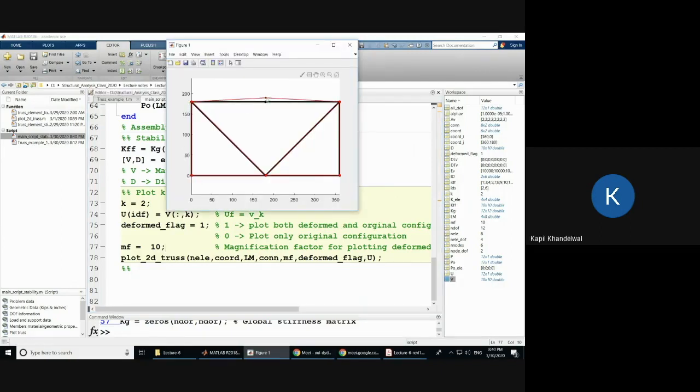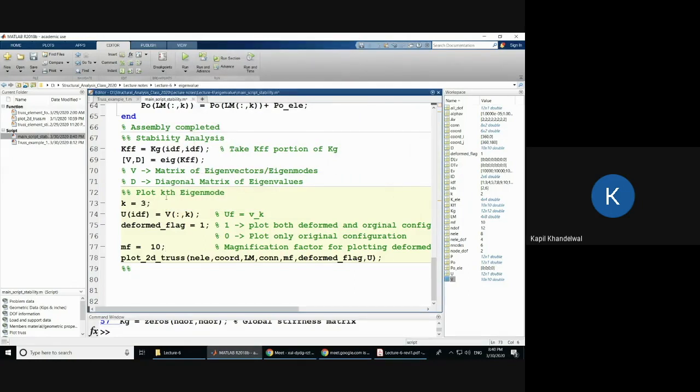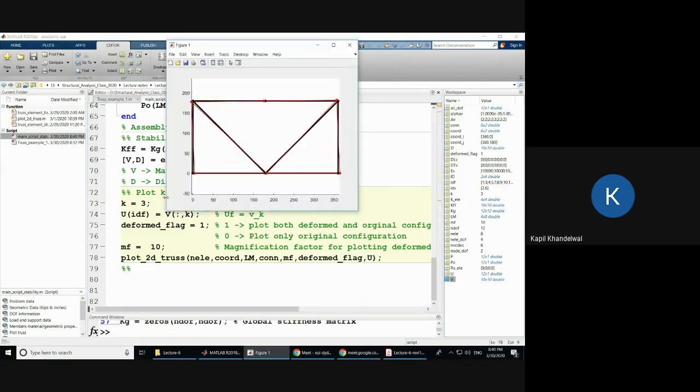You can see this was, again, a rigid body motion. This is the internal stability. This is the second mode. And I can say k is equal to 3 and plot the third mode. The third mode corresponds to the case where it induces the strains. So this is corresponding to the case where eigenvalue is greater than 0.